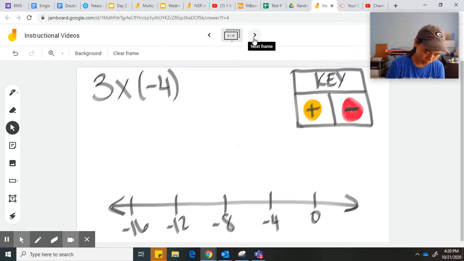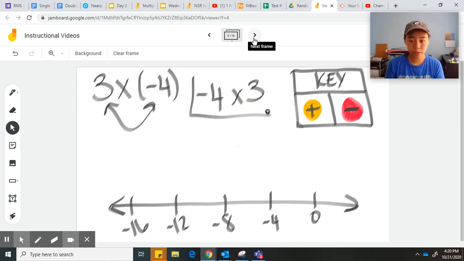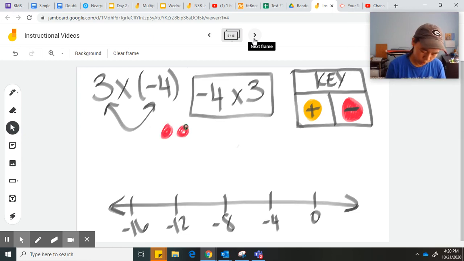So I'm going to rewrite this. I'm going to swap these two because we know it's going to give us the same answer, -4 times 3. So this is what I'm going to be modeling. There's no way for me to really show you a negative group, but I can show you a negative counter, right? I can show you -4. So I'm going to model this first number. I looked at my key. I know the reds are negative. I'm going to model 1, 2, 3, 4, and then I'm going to group it.